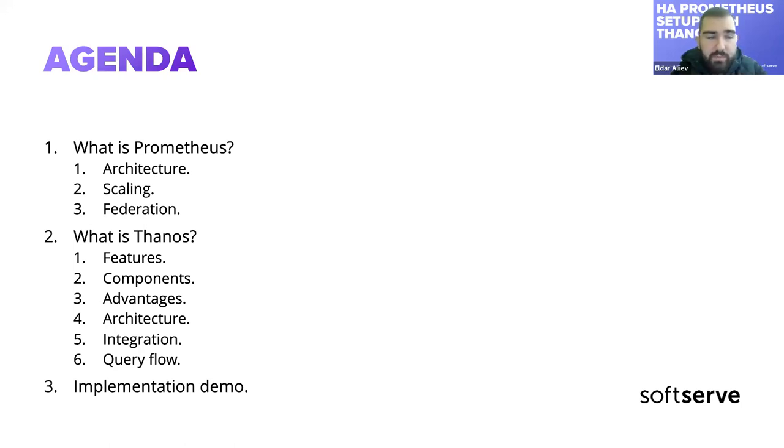Let's spend a couple of minutes to remind what Prometheus is, what the main architecture is, and what the actual ways are how this could be scaled and how it could be persisted. And in the second part, we will take a look at Thanos itself. What are the main features? What are the main components? What does the main architecture look like? How can we integrate it with different services? How does the query flow work?